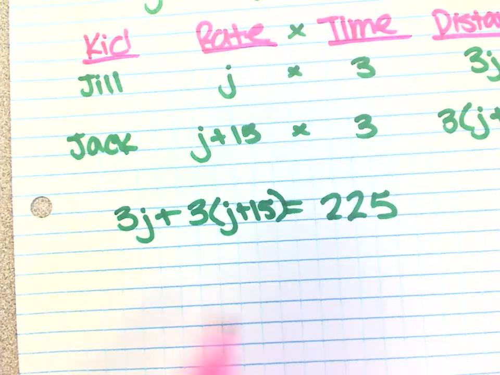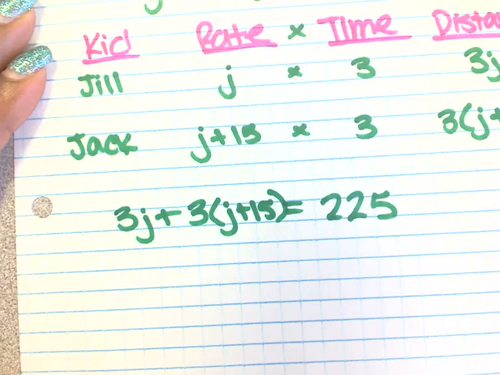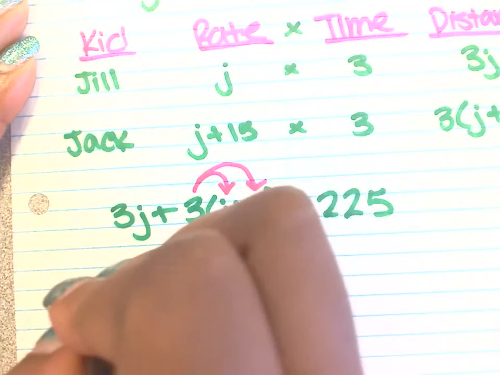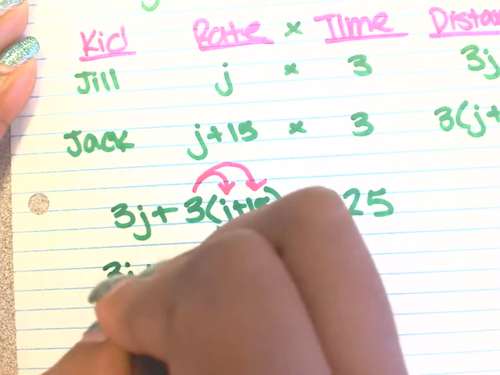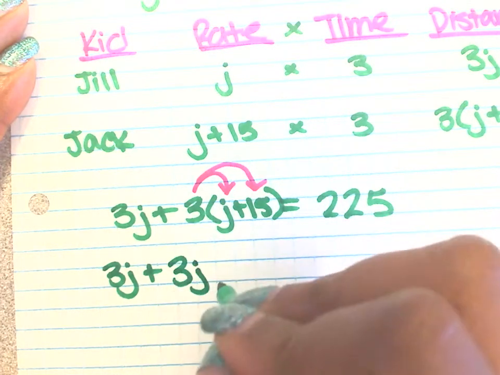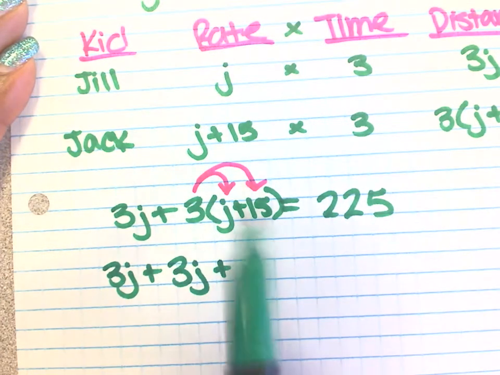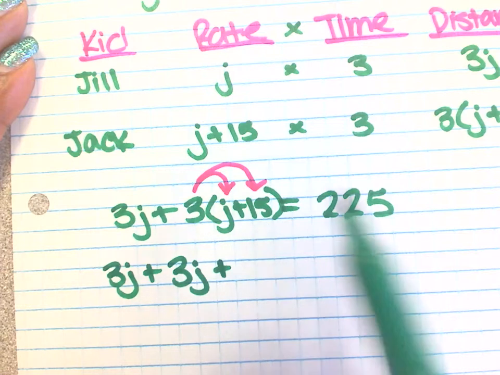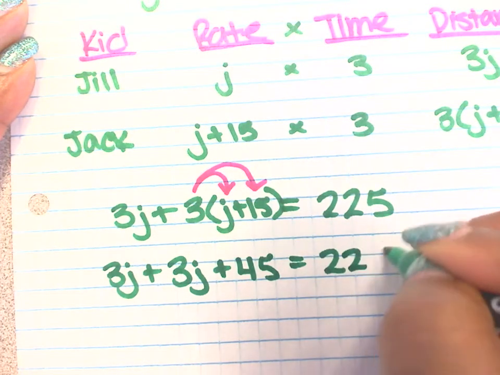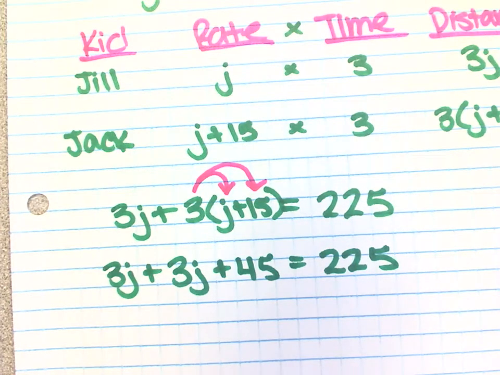What do I need to do first on this left side of the equation? Simplify. How? Distribute first. Okay? So I'm left with 3J plus 3 times J. Following my arrows is 3J. Bring down my plus sign. Follow my arrows. 3 times 15 is 45. All equals 225 miles apart.